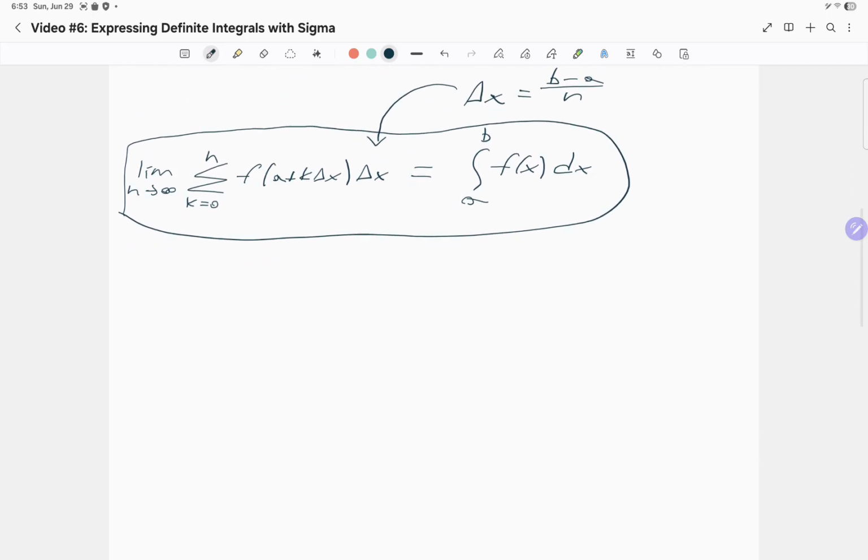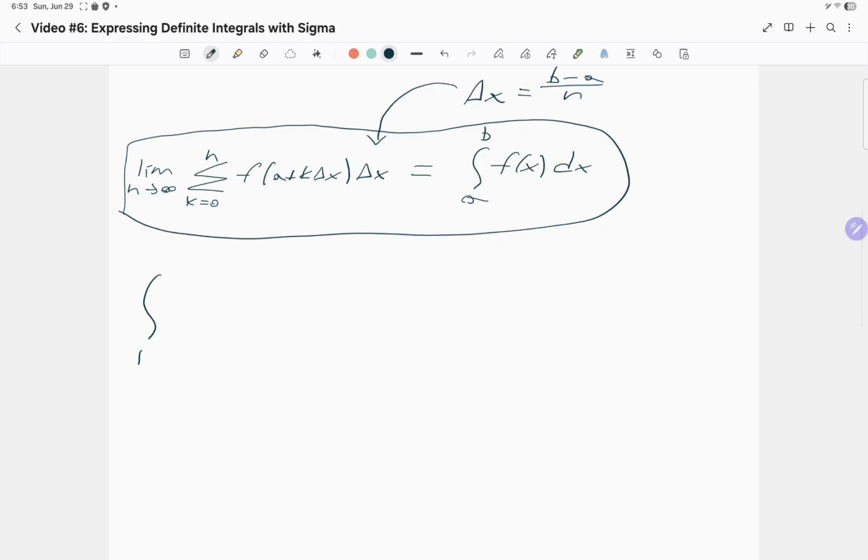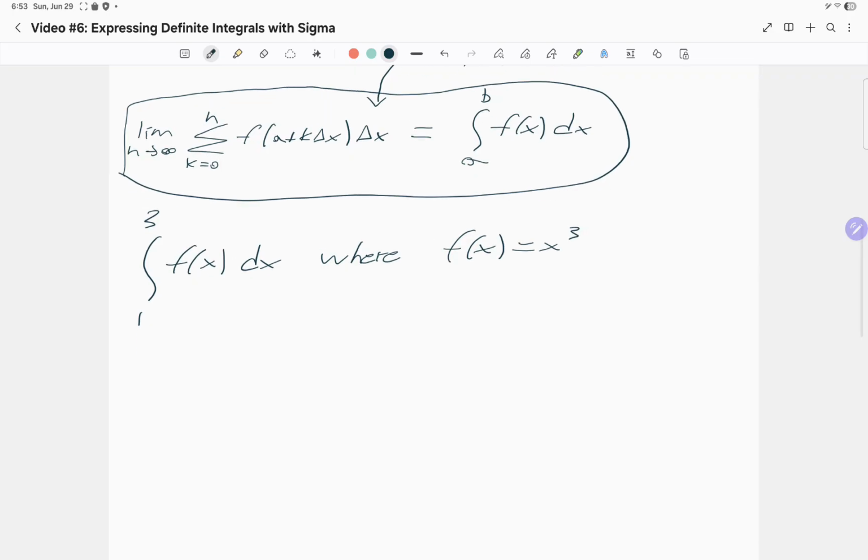So let's just do an example super quick. Let's say we want to express the integral from 1 to 3 of f of x dx, where f of x equals x cubed. So let's start here. What's our a? Our a equals 1. That's pretty much all we need, right? What's our delta x? We're not just going to write delta x. It's b minus a over n, and so it's going to be 2 over n.